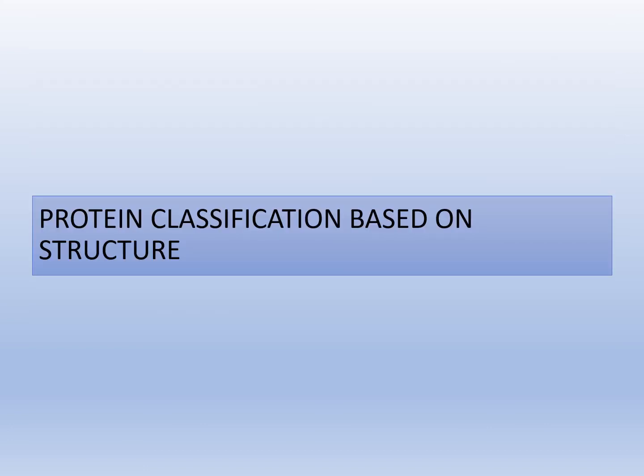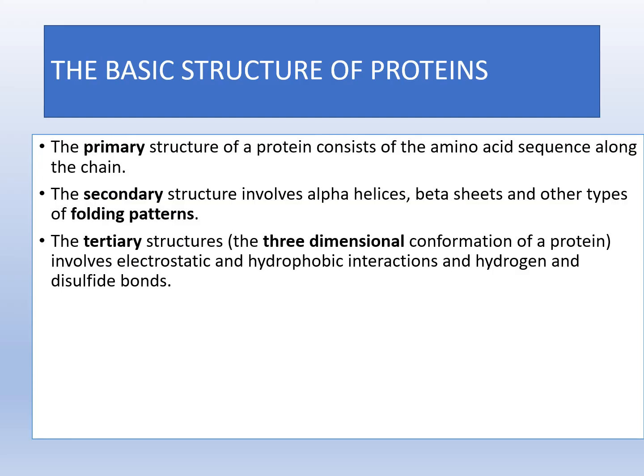Let's have protein classification based on structure. So we have the primary, secondary, and tertiary structures of your proteins. Primary is basically the level 1 structure of your proteins. It consists of amino acid sequence along the chain. So, amino acid lang gid siya. Secondary structure would involve alpha helices, beta sheets, and other folding patterns.